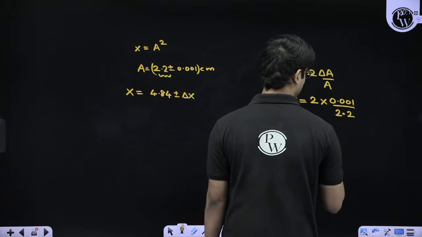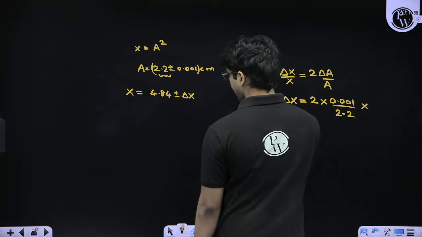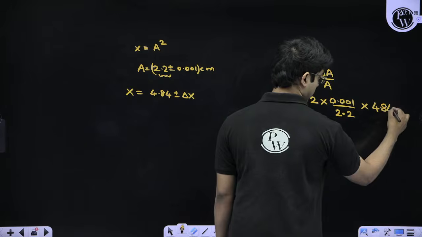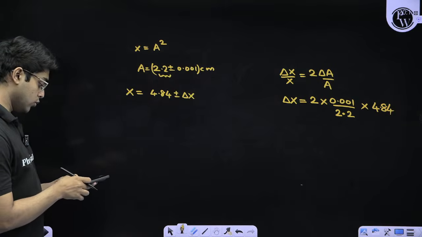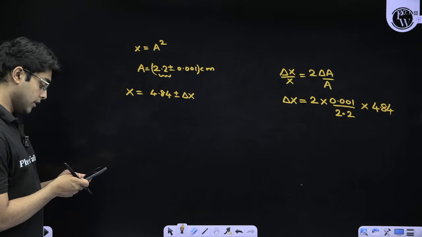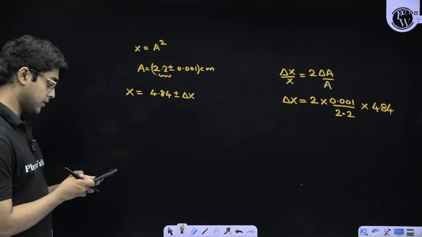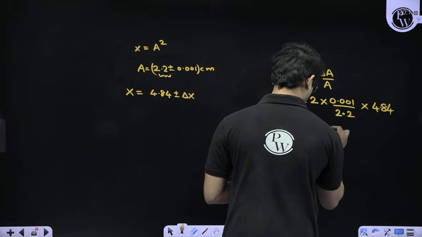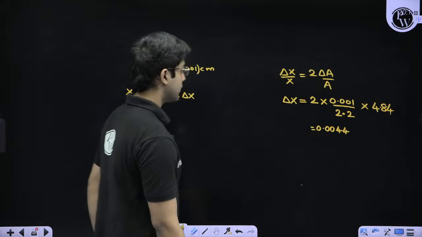True value is 2.2 of a. You have to multiply with x also. x came out to be 4.84. Okay, and this will be your delta x. So 2 times 0.001 times 4.84 divided by 2.2. So this is 0.0044. This is the error in x.